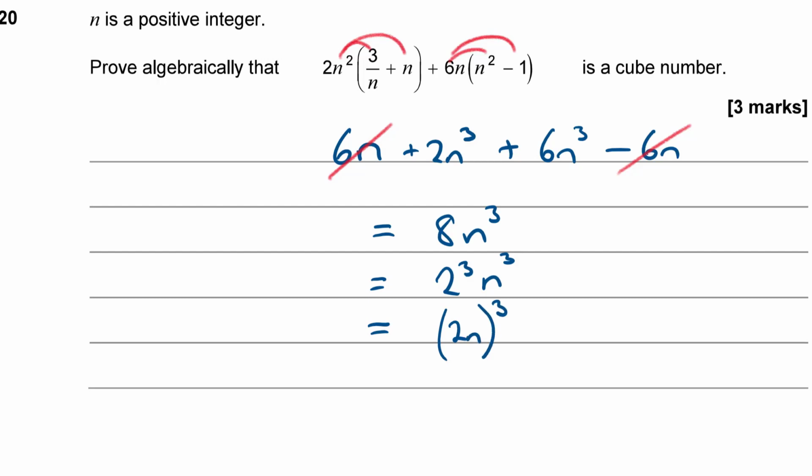Index of an index. If you have something in a bracket like that and raised to a power, you have to raise each thing inside the bracket to that power. So it's 2n all cubed. In other words, the answer has to be a cube number, because whatever n is, you're going to end up with doubling it and then cubing it, which is going to be a cube number. So therefore, always a cube number.